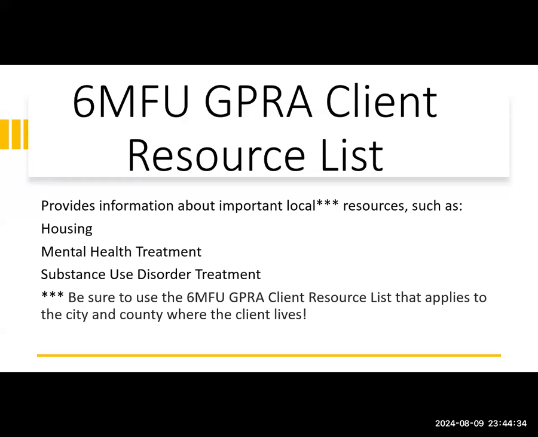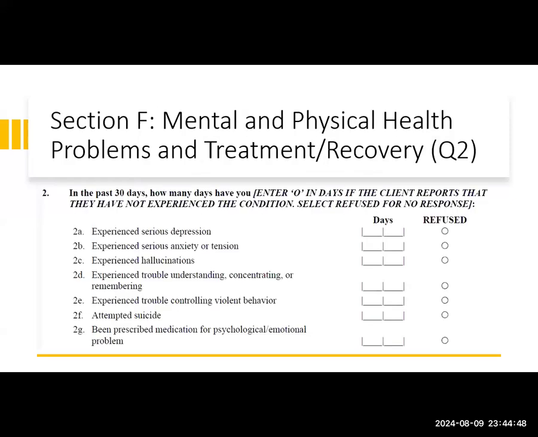Please keep in mind that there are numerous options for these lists on the GPRA website that are based on the location of clients at the 6MFU GPRA point. Please be sure to use a list that applies to the city and county where your client lives. If a client responds 1 or more on question 2F, indicating number of suicide attempts in the last 30 days, you should make a mental note of this and continue administering the rest of the GPRA survey.